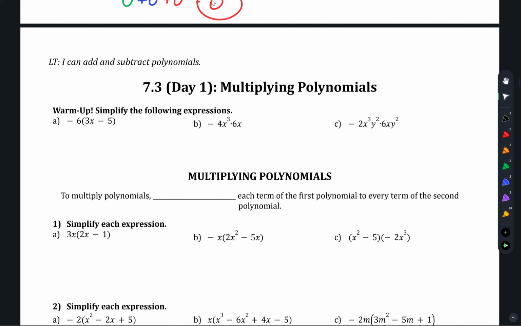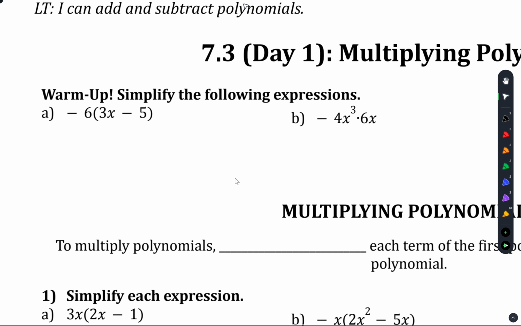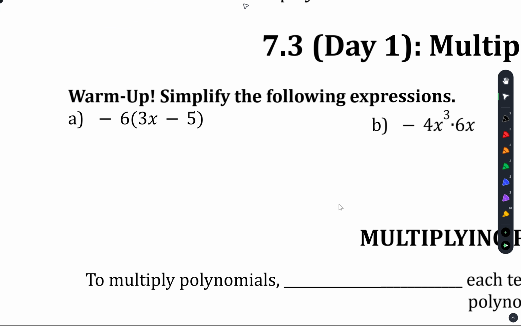So we're going to start with some warm-up problems. These are going to reteach us some skills that we maybe haven't seen in a couple chapters, but we have seen these things before. So if I look at letter A, I have negative 6 times 3x minus 5. Do you remember seeing something like this? We take the number that's out front, and we're going to multiply it to both of those things on the inside. Remember, we call that distributing.